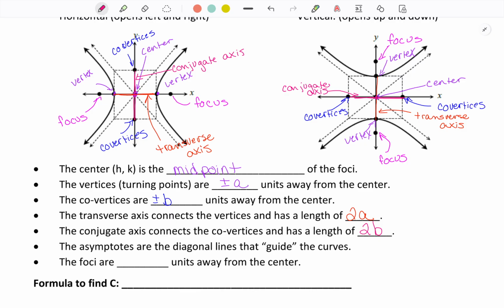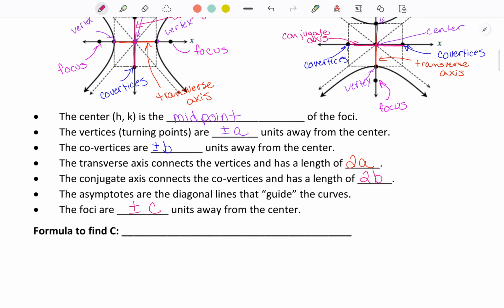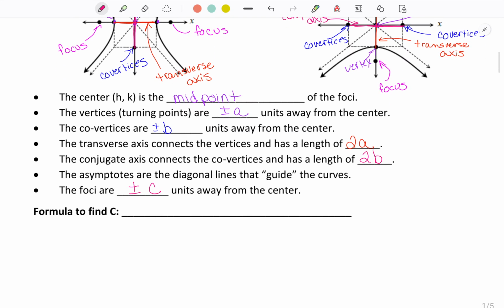So the asymptotes are diagonal lines that guide your curves. And we will have a formula to find those asymptotes, and we'll bring that in here in a second. Then your foci are always plus or minus c units from the center, just like the ellipse. And your formula to find c is pretty much the Pythagorean theorem: c squared equals a squared plus b squared.